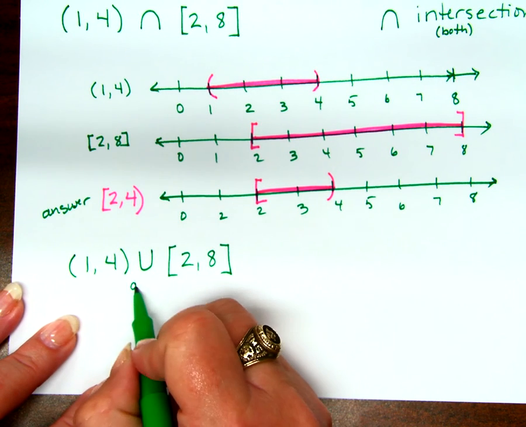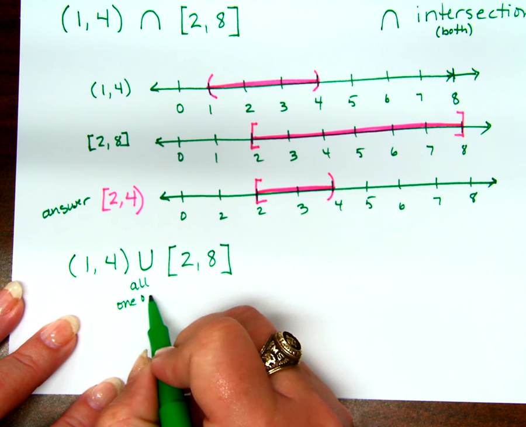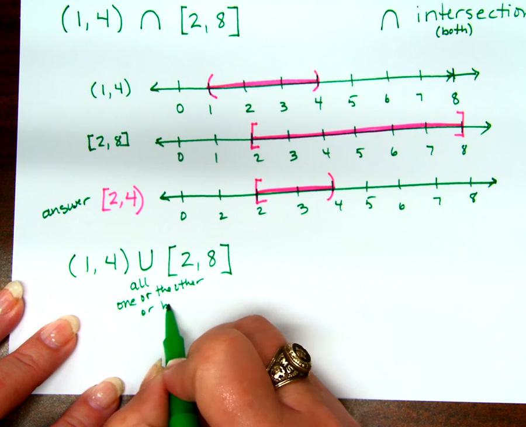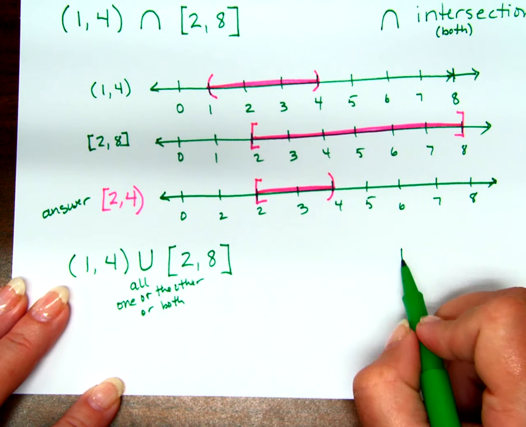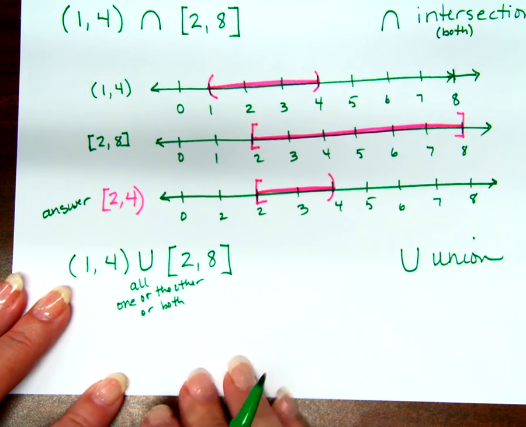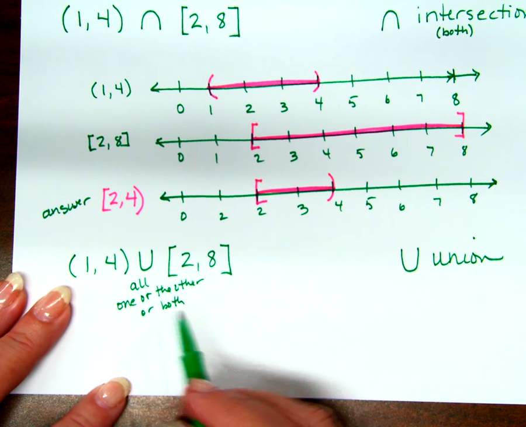So it's all one or the other or both, right? U is the union. It includes everything that one or the other or both have.